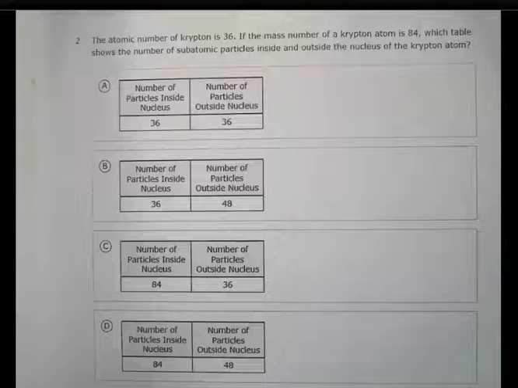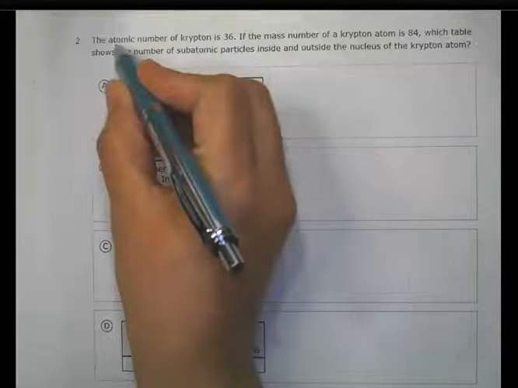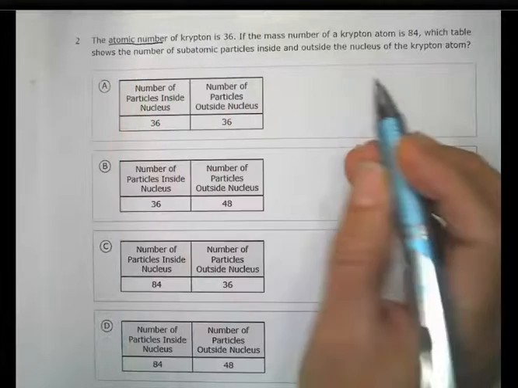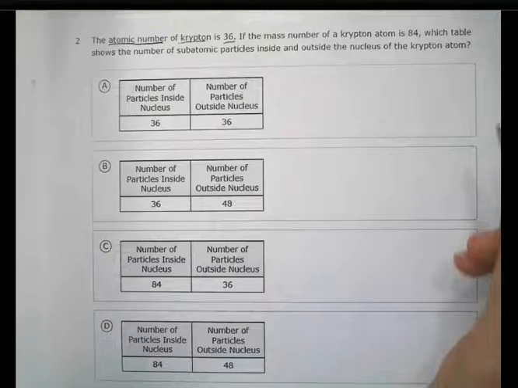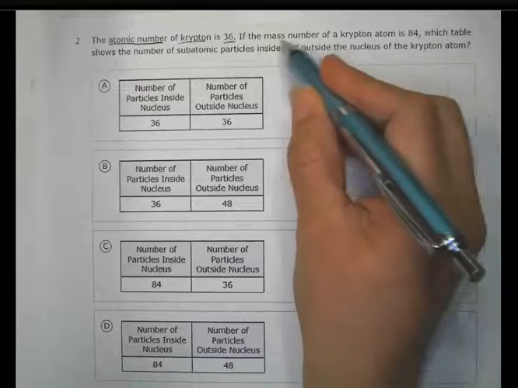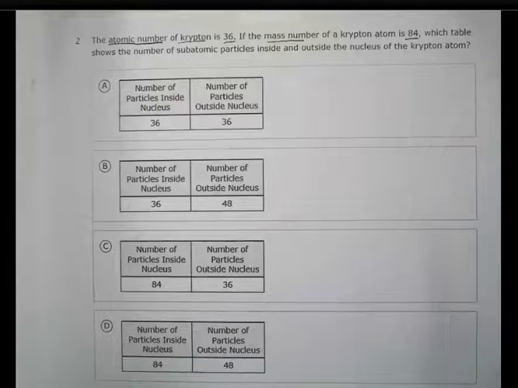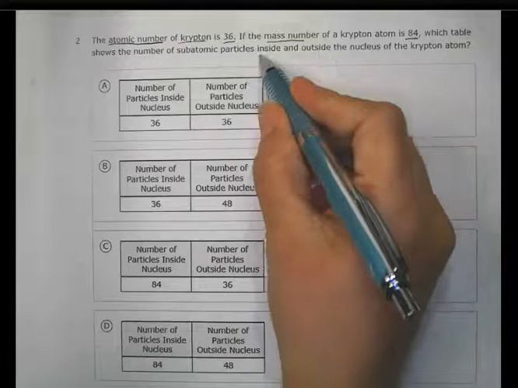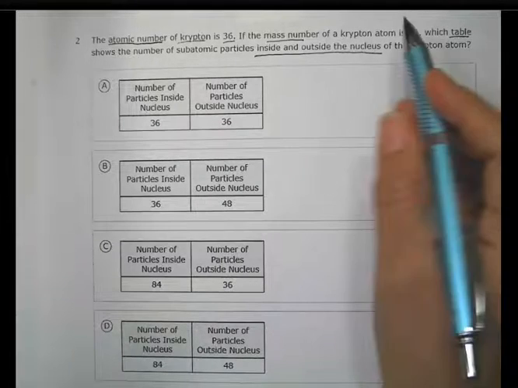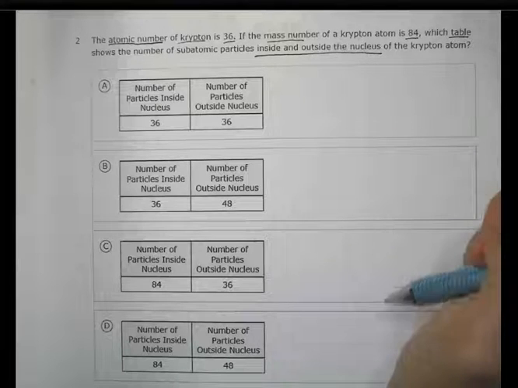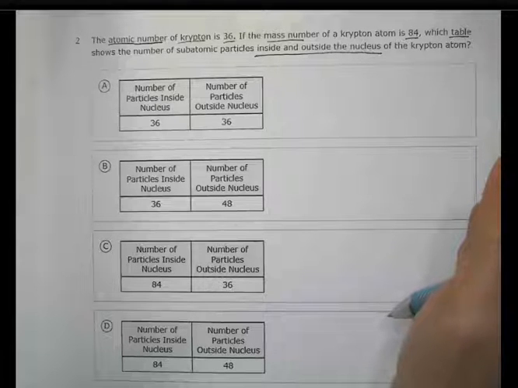So what we're going to do is underline the important information. It's telling us that the atomic number of krypton is 36. If the mass number of a krypton atom is 84, so then mass number is 84, which table shows the number of subatomic particles inside and outside the nucleus? So I'm looking for that table. That is going to give us the subatomic particles that are found inside and outside the nucleus.